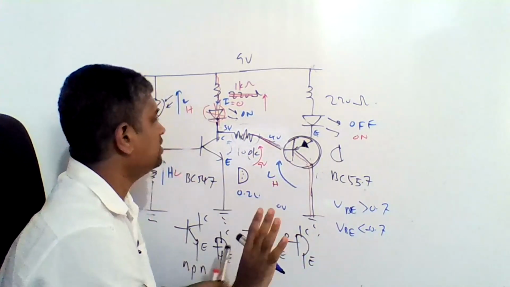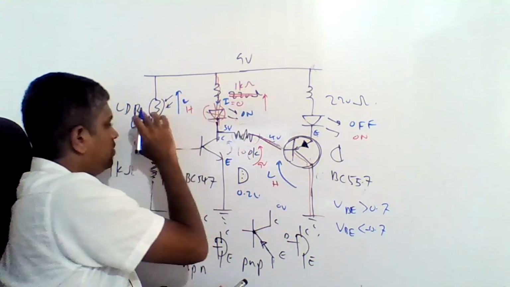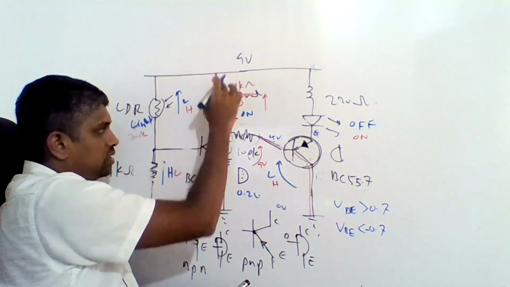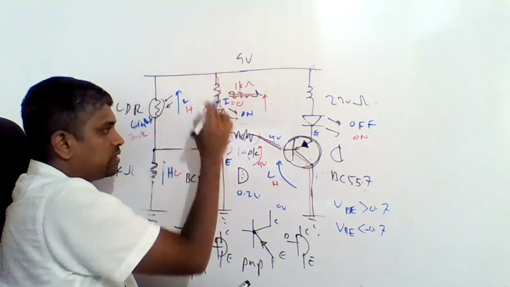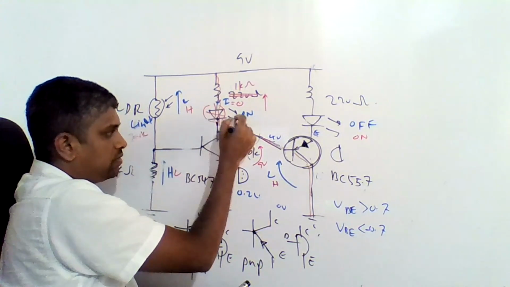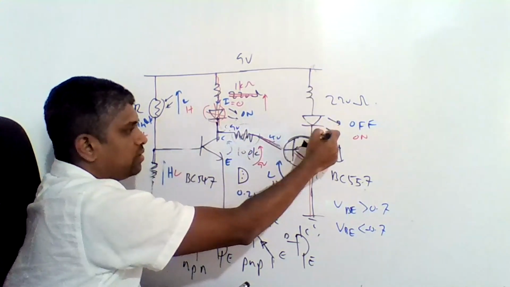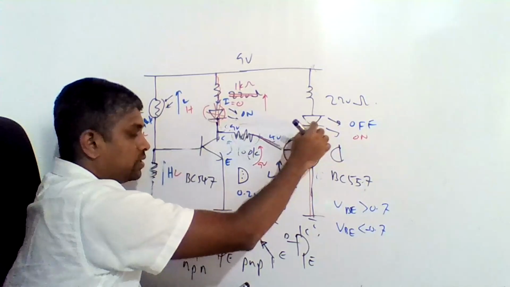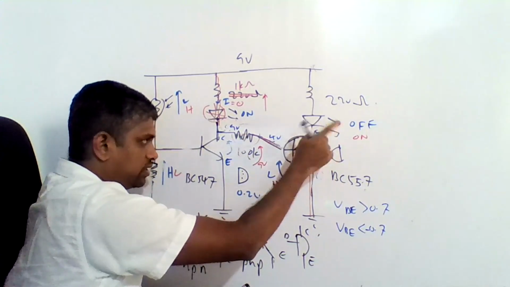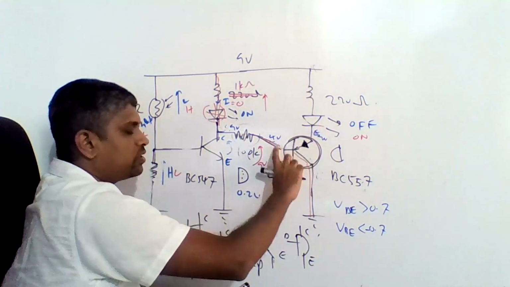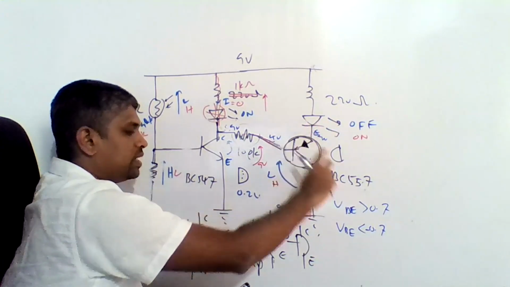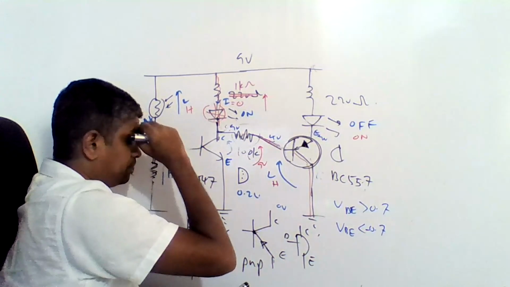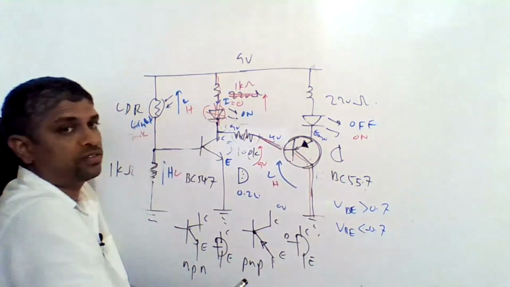Look at the other case, that is easy. When it is dark, there is no current. That means this potential will be here, 9 volt. Here also the same 9 volt. When conducting, this voltage will change. Let's say non-conducting, 9 volt, 9 volt. There is no difference between these two. That means the base emitter voltage is 0. That means the transistor is not turned on.